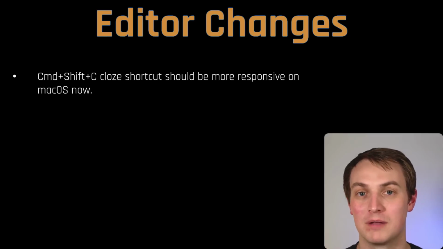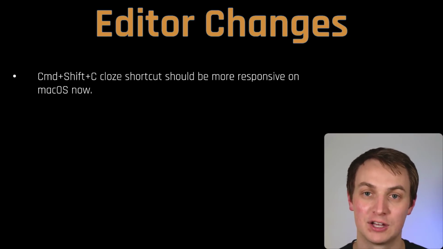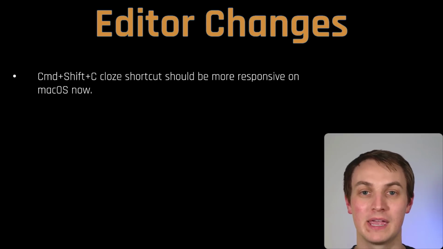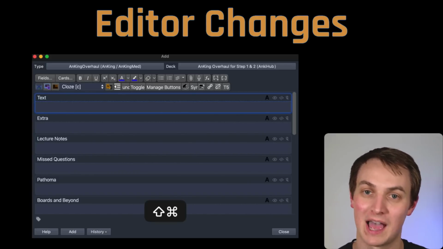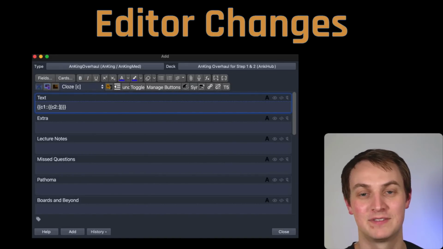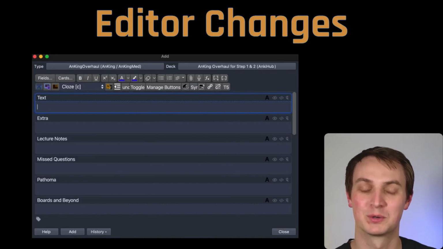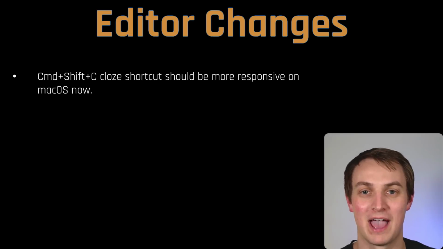One annoying thing if you're on Mac, the Command-Shift-C shortcut to create a cloze was super buggy and would sometimes do this, where it would create 2 clozes. It was really obnoxious. I personally hated it. Thankfully, that was fixed in this version, so for all of you Mac users who were wondering why this was happening, it will no longer happen.